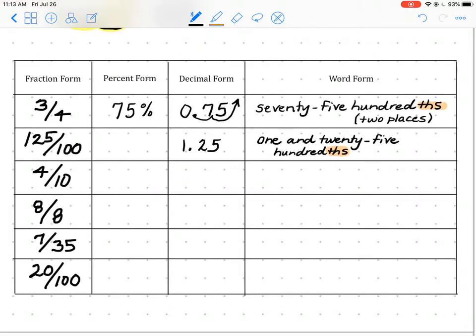And now that you have that decimal, you can move it 2 places to the right to get 125%. And that makes sense. You think that's more than 100%, and that's right, because if you look at the fraction, it's top heavy. So that will always be more than 100%.